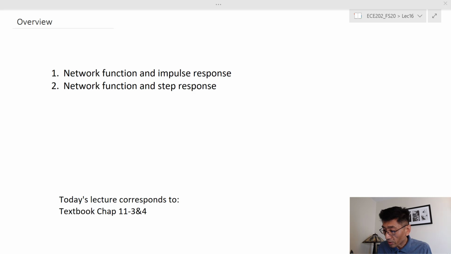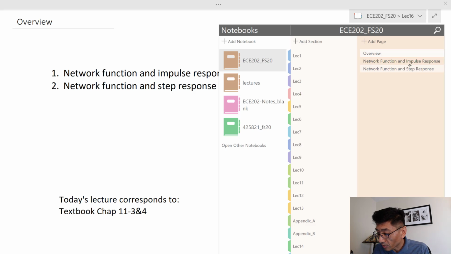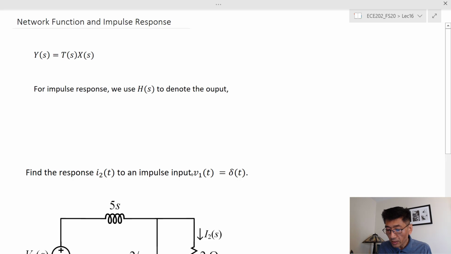And let's start with the first, the impulse response. So the network function concept is that if we get the network function figured out, right? We use T(s). So this is the network function. And so the output, or we call it the response also, is just the transfer function, the network function, times the input transform, right?